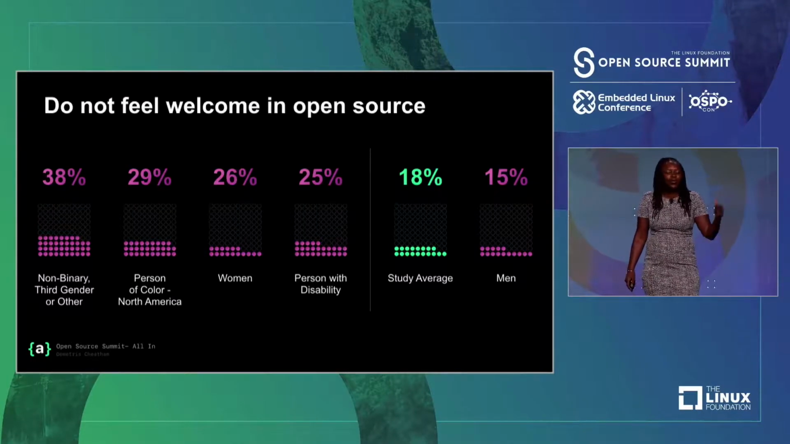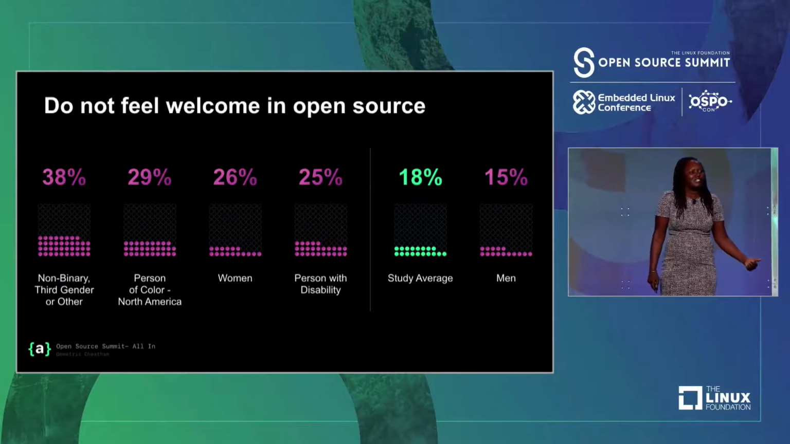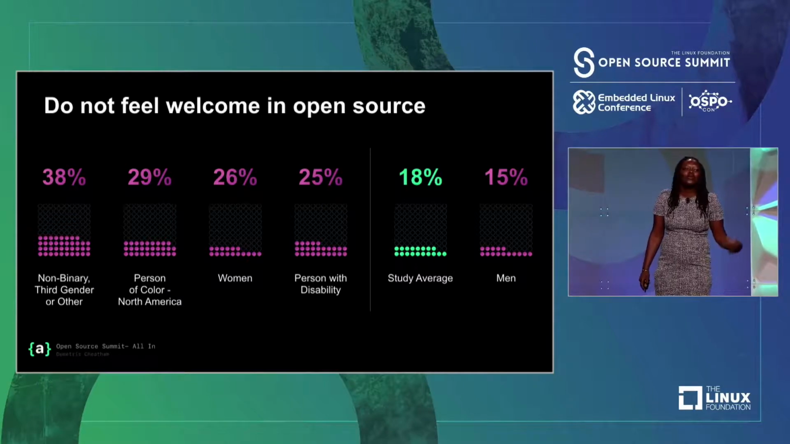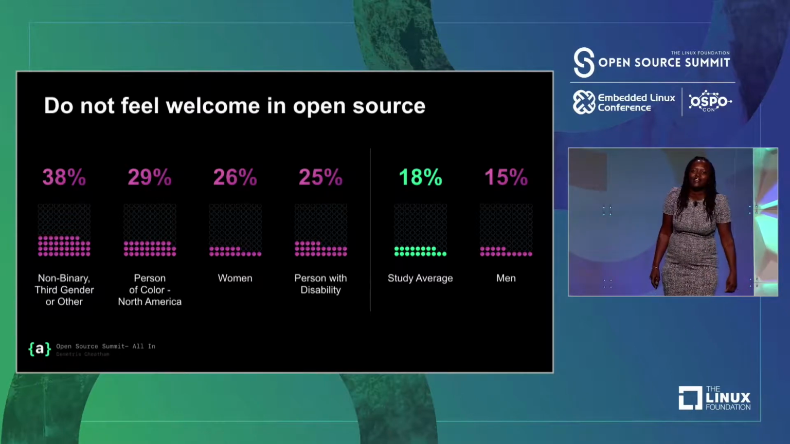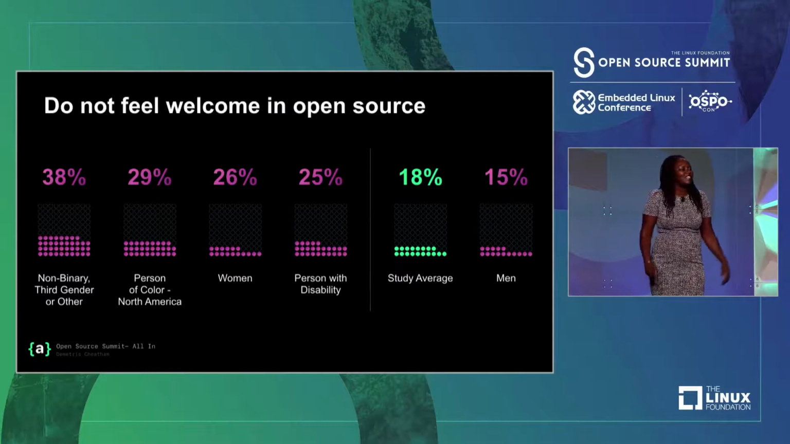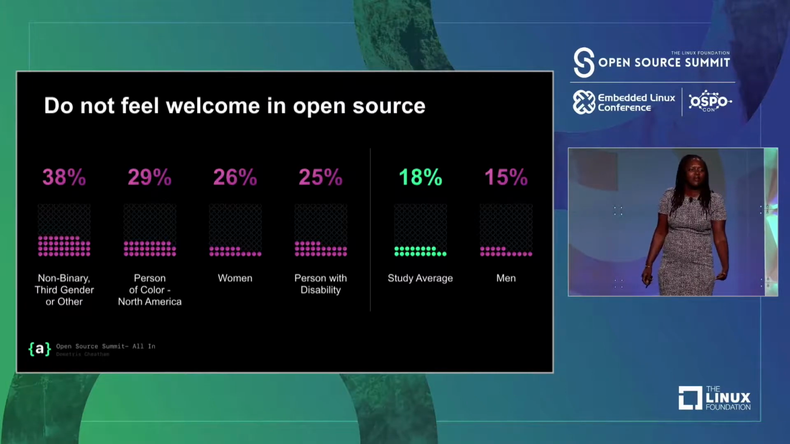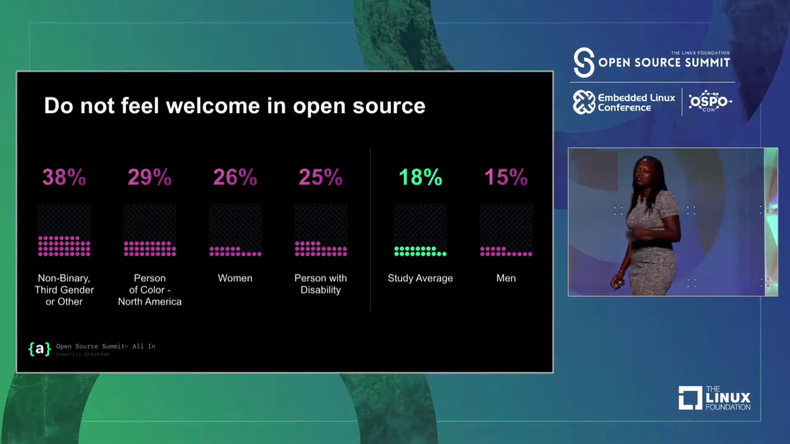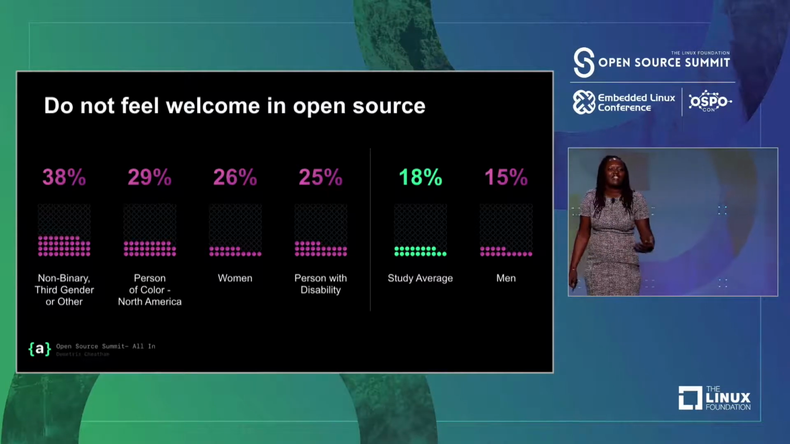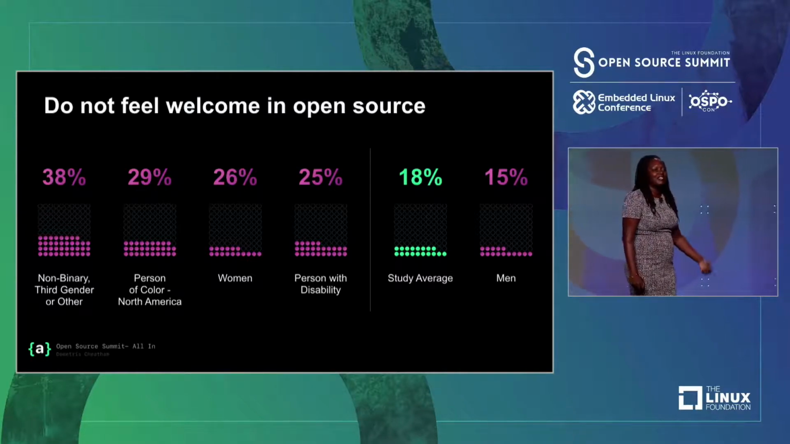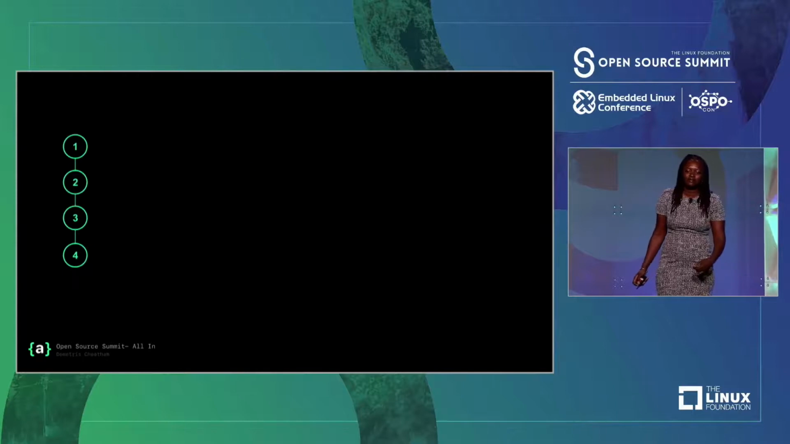So what are the 25% of persons with disability, the 26% of women, the 29% of persons of color here in North America, or the staggering 39% of third gender and non-binary contributors, what are they experiencing? That's what we need to solve for in order to create that vibrant diversity in open source that reflects the communities in which we live and we serve.